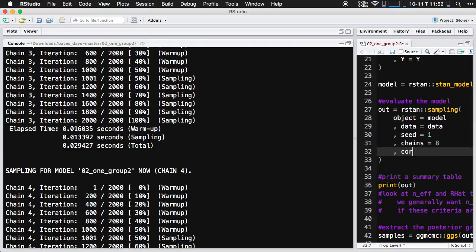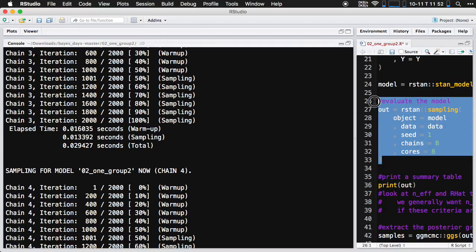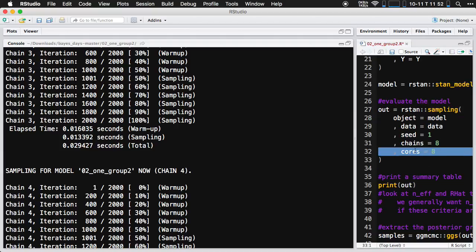You can tell it to use all of your cores. So if I say cores equals 8, and I ran this, it would run 8 chains all at the same time instead of one after another. This is only really going to matter once we get into more complicated hierarchical models that take a long time to compute.